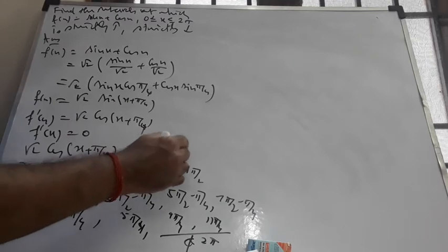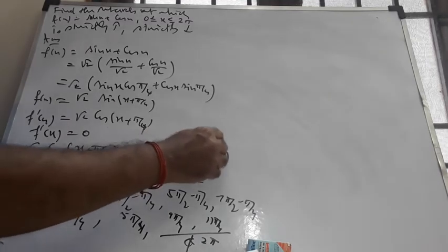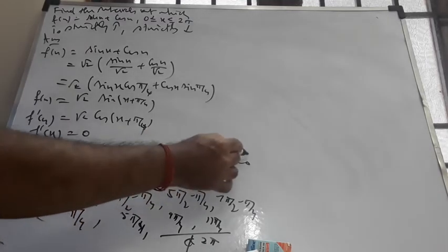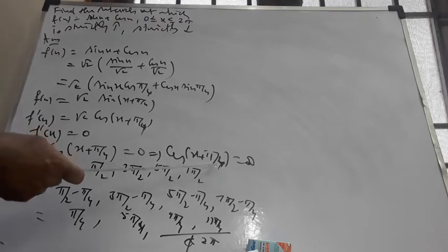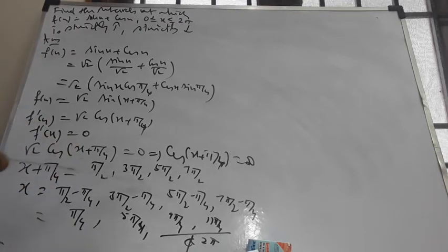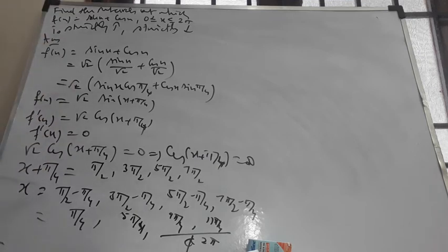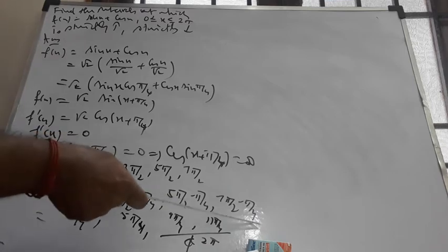F dash of x equal to 0 will imply, in fact, you can write one more case over here. Cos of x plus pi by 4 is 0, since 0 by root 2 is 0. Then cosine is 0 at every odd multiple of pi by 2. Therefore, I take pi by 2, 3 pi by 2, 5 pi by 2, 7 pi by 2. Therefore, I simply take pi by 4 to the other side and think about only the value of x. Therefore, x becomes pi by 2 minus pi by 4, 3 pi by 2 minus pi by 4, 5 pi by 2 minus pi by 4, 7 pi by 2 minus pi by 4.